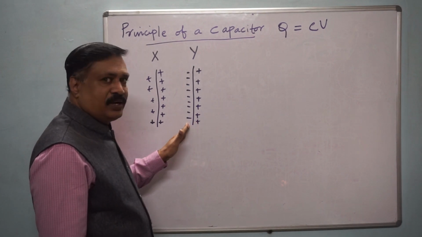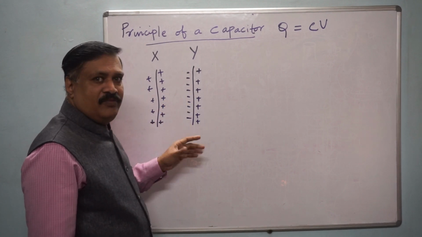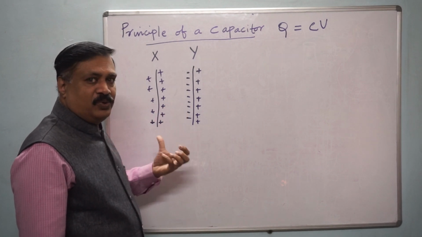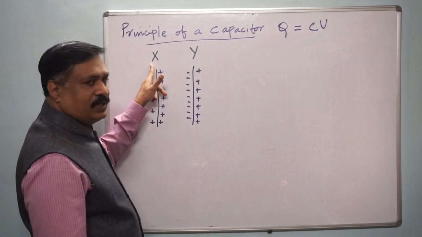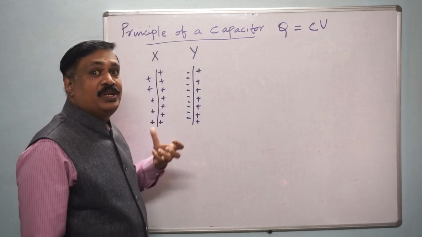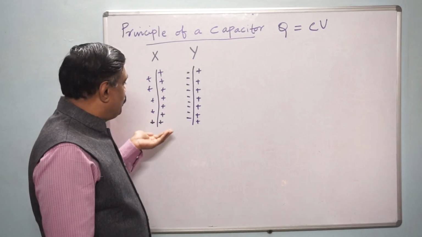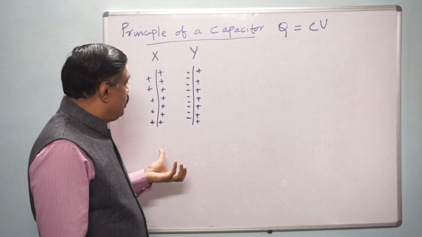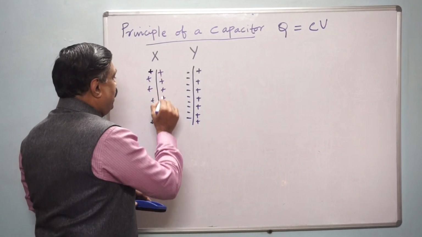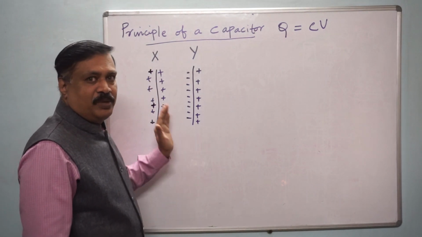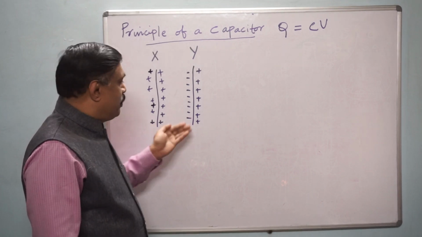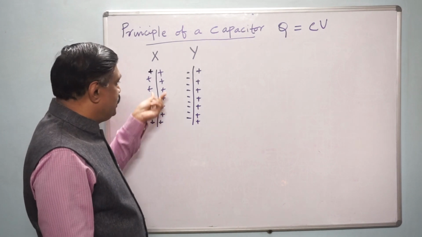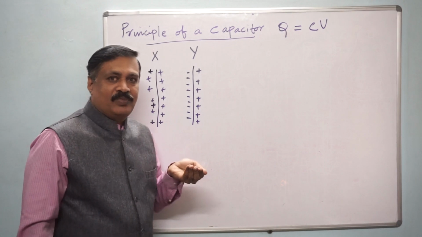Now the negative charge is near, so it will tend to reduce the potential of conductor X. The positive charges will tend to increase the potential, but because the negative charge is nearer, as a whole the potential is reduced. Potential is reduced means we can add some further amount of charge to this conductor. That means capacity is increased, by bringing one conductor near to this. We are not touching it, only keeping it closer.